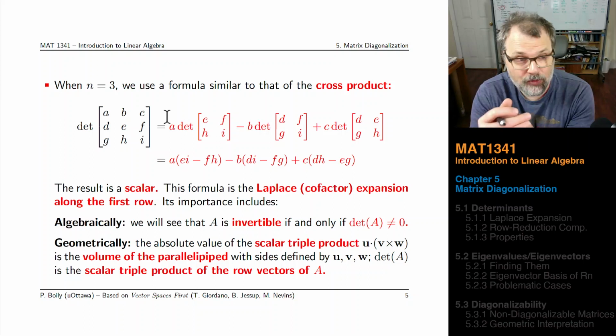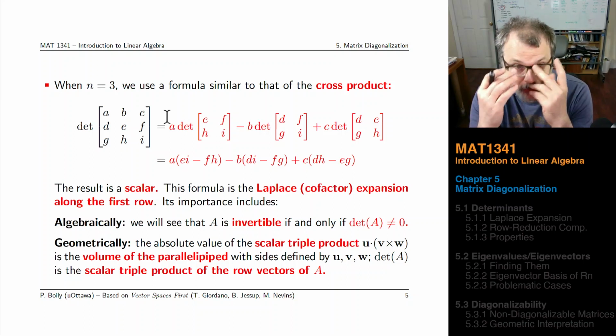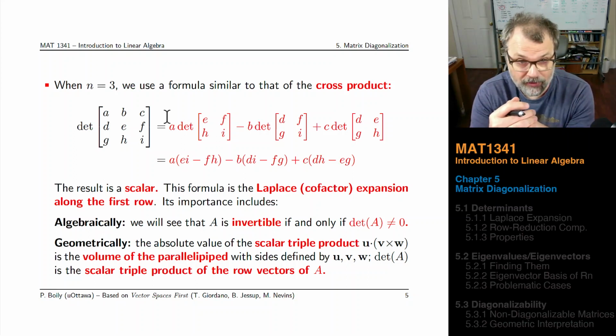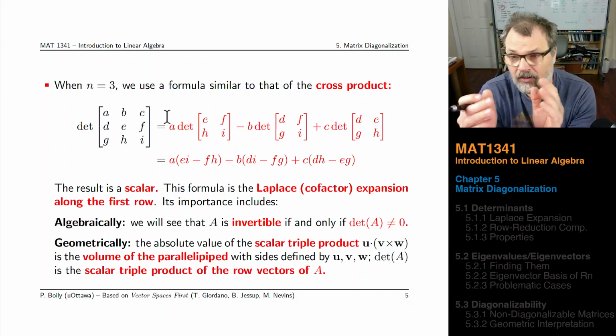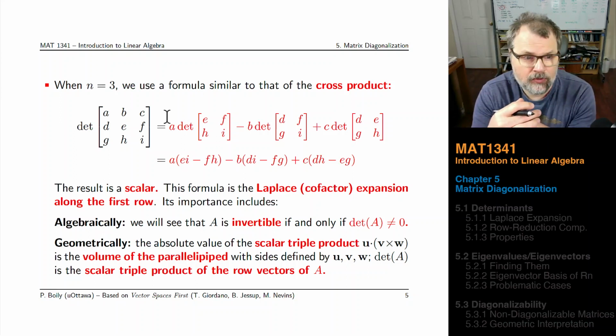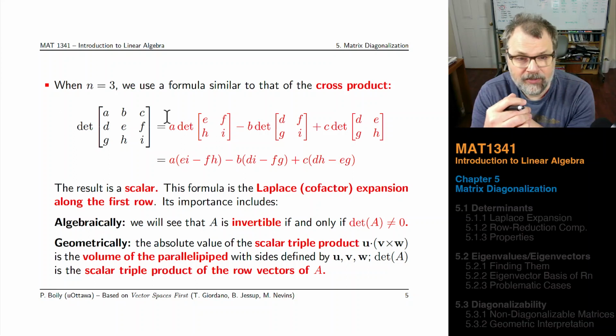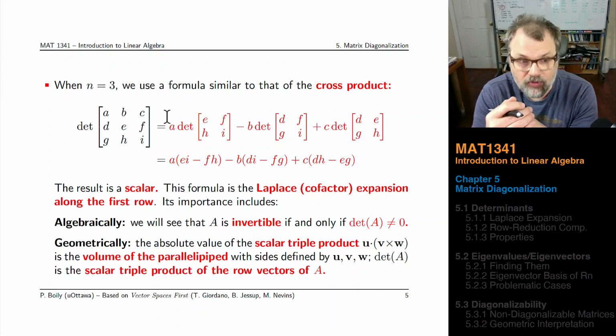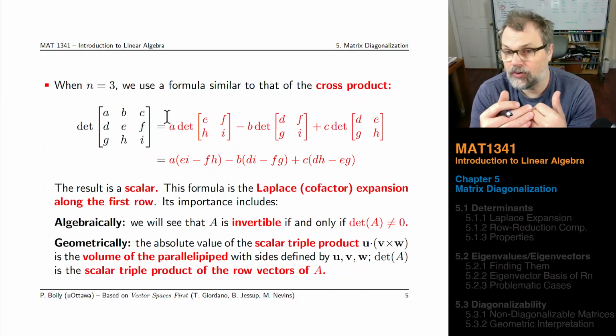From a geometrical perspective, if you look at the scalar triple product, U dot V cross W, that's going to be the volume of the parallelepiped with the sides defined by U, V, W, and the determinant of A then is the scalar triple product of the row vectors of the matrix A.